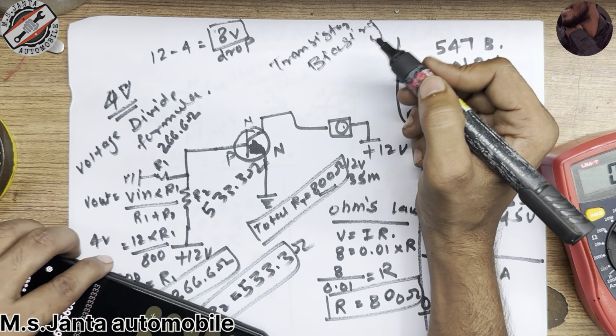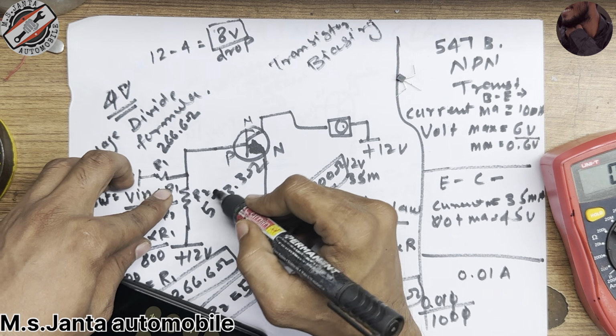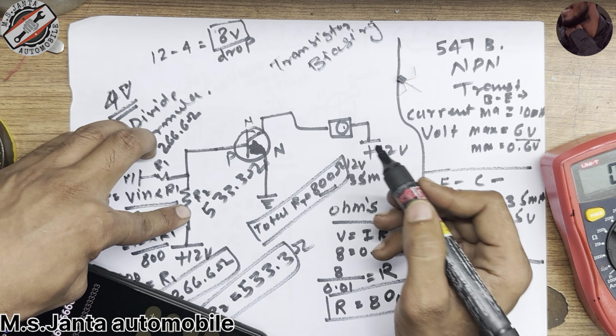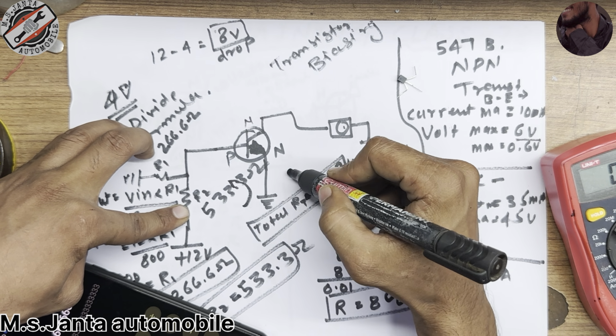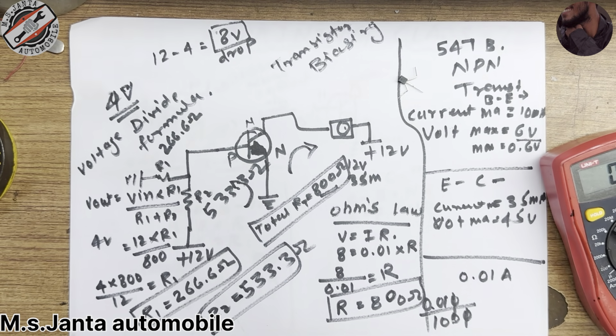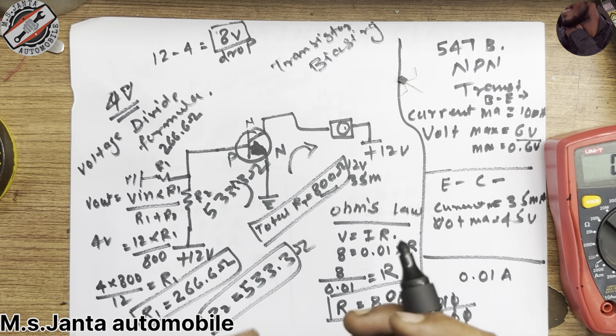Because the current will flow here, and this will be a flow here. This will be negative to positive, and this is also negative to positive. It will be a flow like that. Okay, so that's why we calculate it, and we always use this circuit, this calculation.